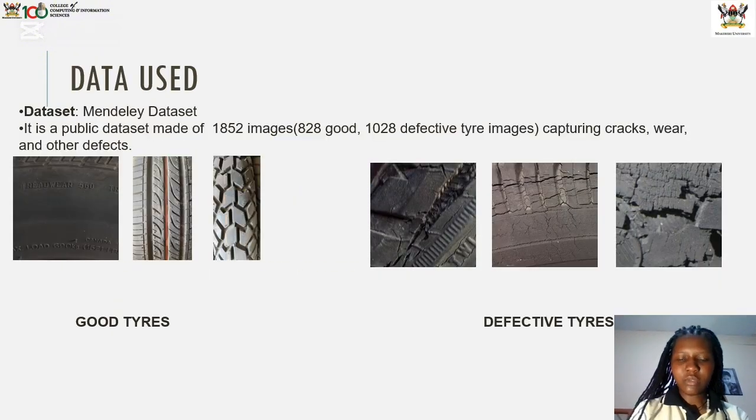I previously talked about the dataset we used, and would like to thank the Mendeley team for providing us with images. They had 828 good tires and 1028 defective tires, which captured various features, for example, treads and the quality of the rubber for the good tires. And when it comes to the defective, we had a variety of defects, for example, the cracks and wear, like how you could see in the pictures there.